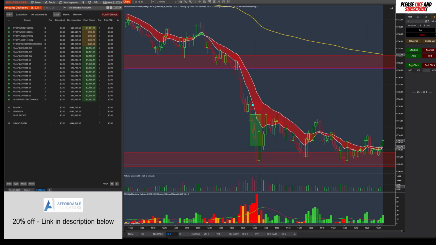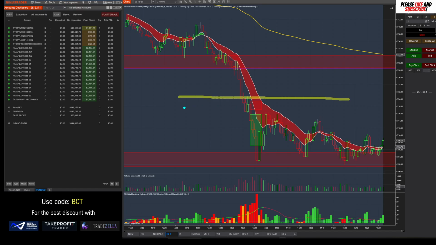I did take this one, but again, here, this one worked. There was a level, I forget exactly where it was, but it was probably somewhere in here. And as soon as we had a rejection candle, I went short, which worked.